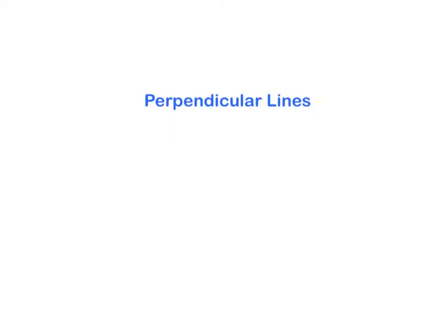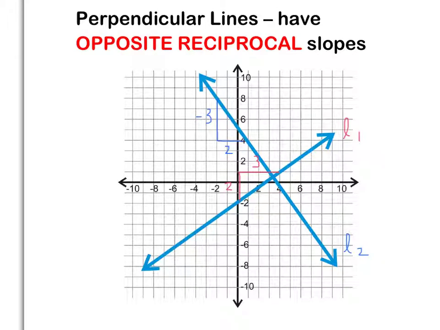Hello! Today we're going to learn how to use slopes to write equations of lines that are perpendicular to each other. Now let's take a look at perpendicular lines. Perpendicular lines not only intersect, but they meet at a 90-degree angle. Because of this, they have opposite reciprocal slopes. Let's take a look closely at what that means.